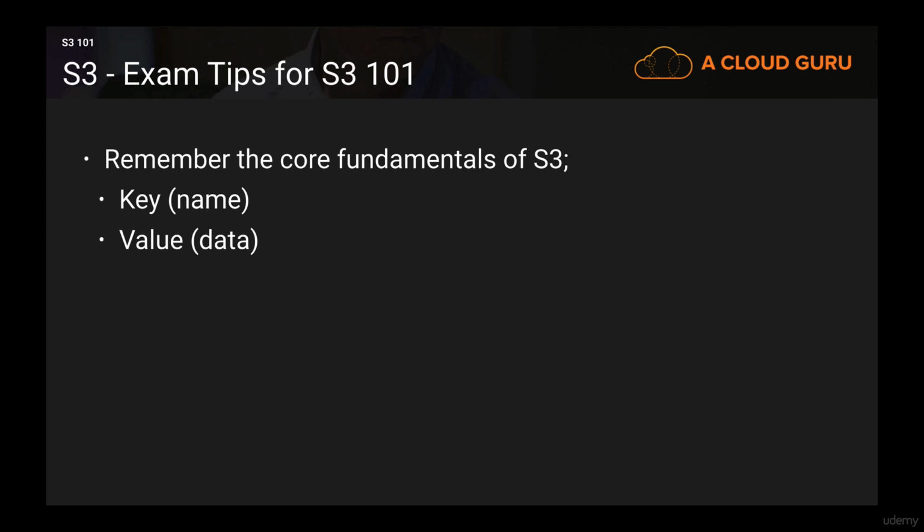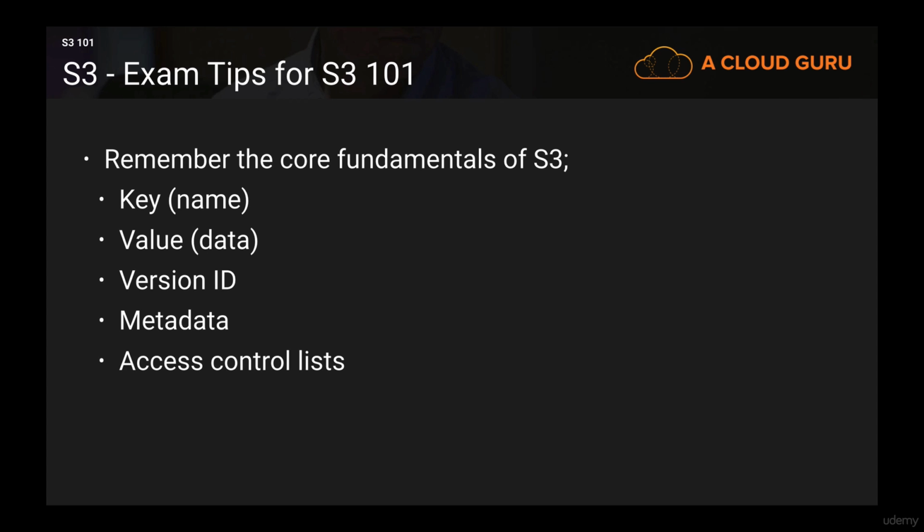So that is S3. So S3, you have a key. The key consists of the name of the object. The value is simply the data, which is in bytes, and then you have the version ID, you have metadata, which is data about data. The version ID, by the way, we did in the versioning section of the course where we had delete markers and all the different versions, etc. And then you have access control lists as well.